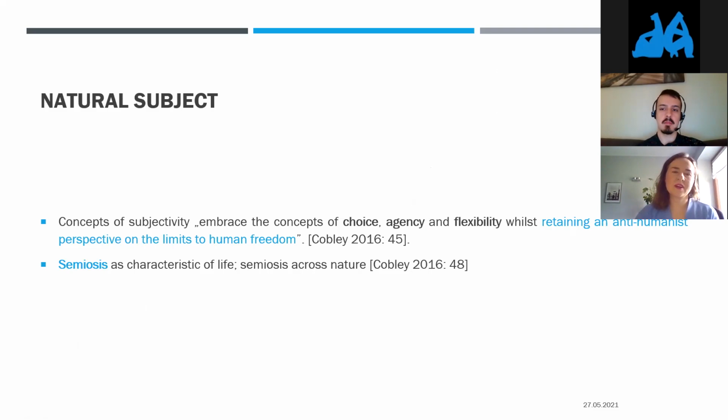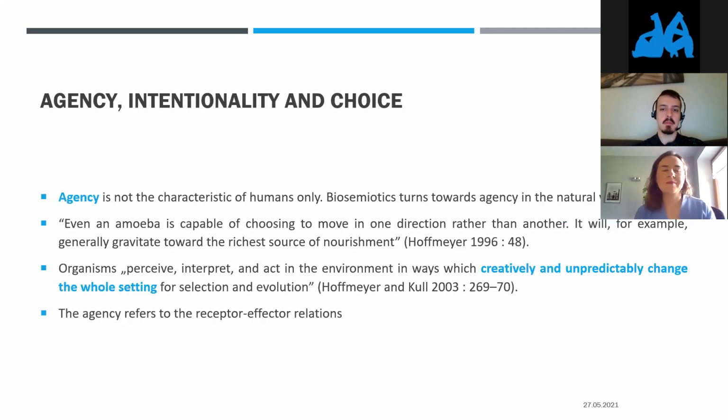It deals with the concept of subjectivity that embraces the concept of choice, agency, and flexibility, whilst retaining an anti-humanist perspective on the limits to human freedom. And this is also very important for me, as the anti-humanist, that is the post-humanism and post-anthropocentrism perspectives, are of the highest interest in my presentation, and in its final part will be presented in detail. So, agency.